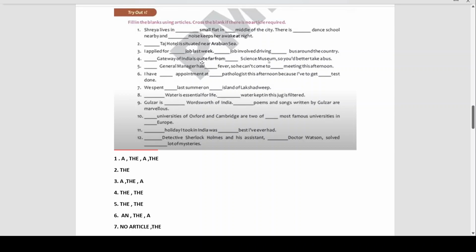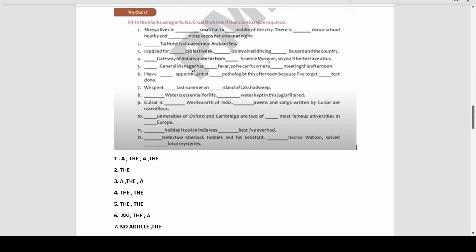Number four, the Gateway of India is quite far from the Science Museum, so you'd better take a bus. The Gateway of India is a certain proper noun. Therefore, the Gateway of India is quite far from the Science Museum, so you'd better take a bus.